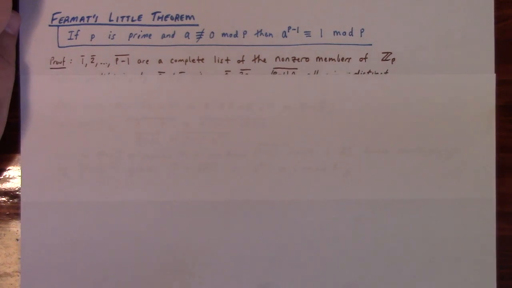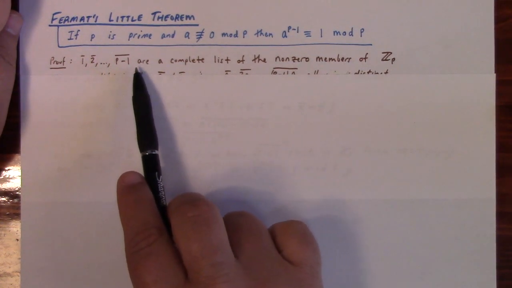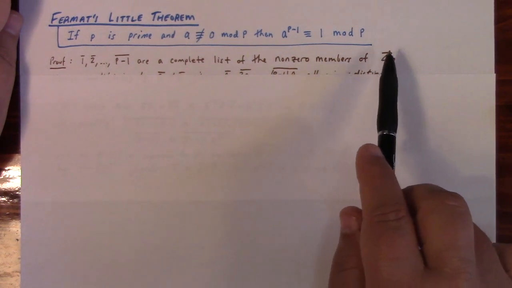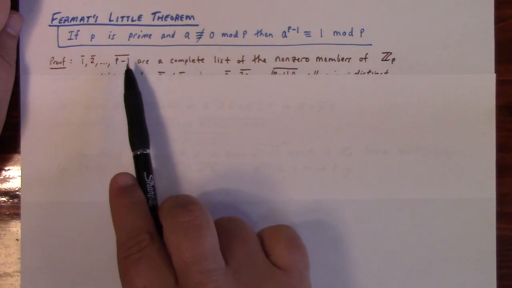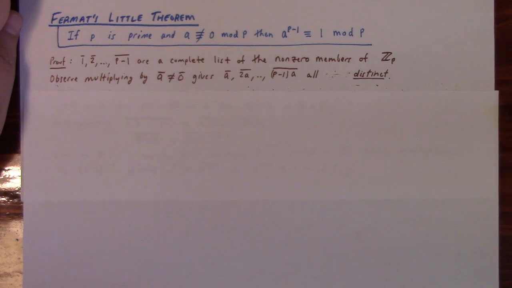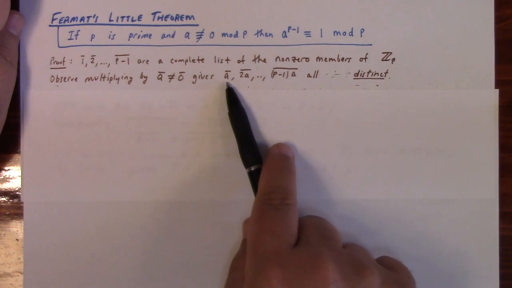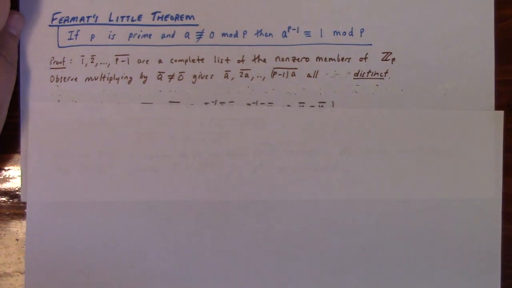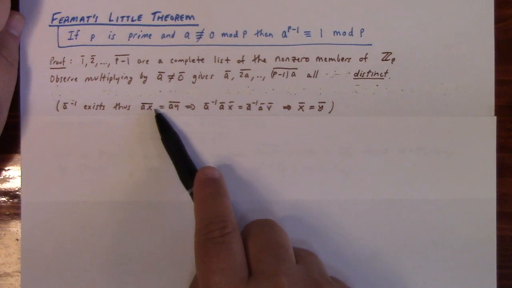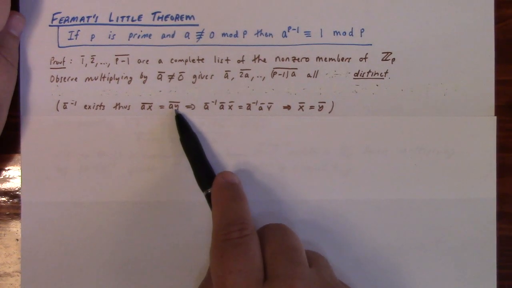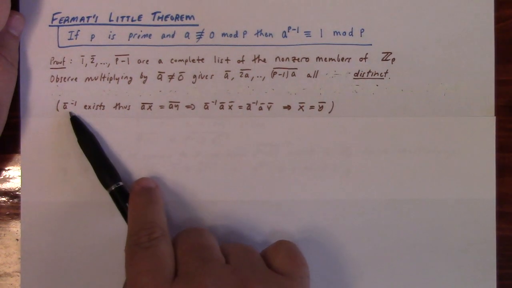So here it is. If you look at 1, 2, all the way out to p minus 1, these are a complete list of the non-zero members of Zp, right? The other one that's missing is p bar, which is 0 bar. But these are all the non-zero members of Zp, and you notice that we can multiply these by a not equal to 0, and we get another list of distinct members of the congruence. Now, why are they distinct? Because if we had ax bar equal to ay bar, notice that a inverse bar exists. How do I know that a inverse bar exists?